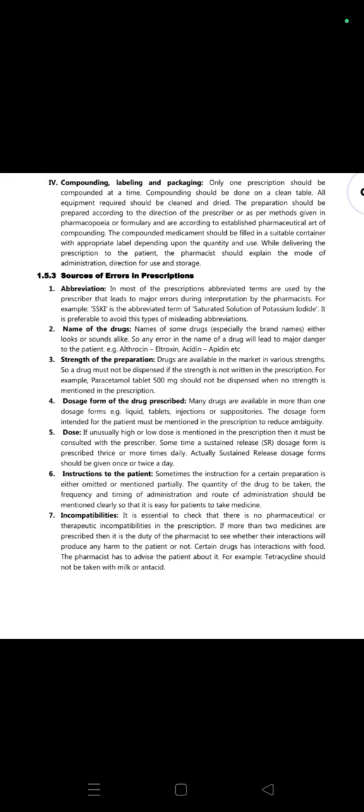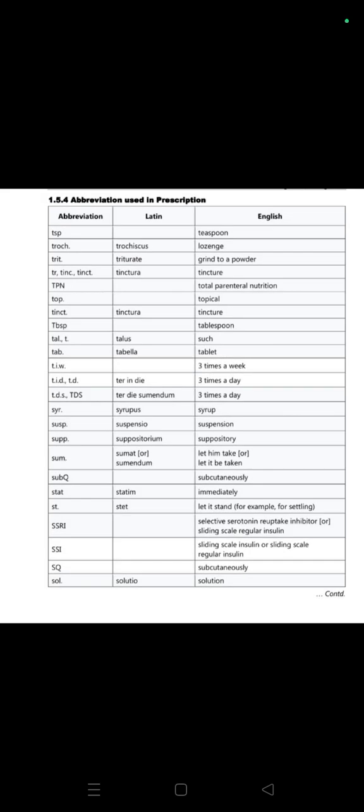Then abbreviations used in prescriptions are included in this PPT.